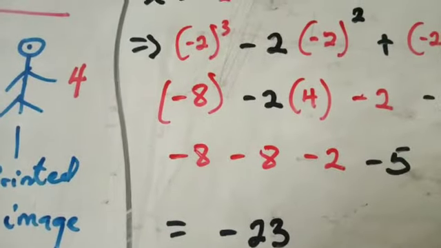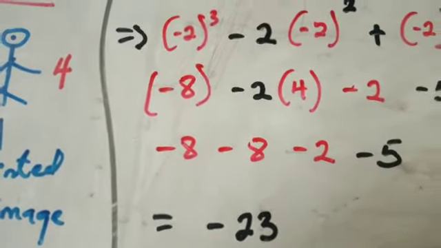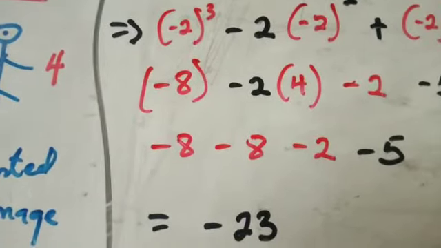Okay, now let's check the last question. The last question says, okay, here you go. Question number 5. Find the image of minus 2 under the mapping x mapped to x cubed minus 2x squared plus x minus 5. They say you should find the image of that under the mapping.